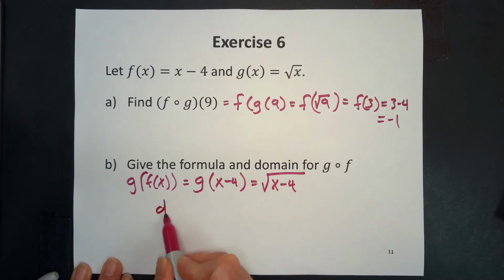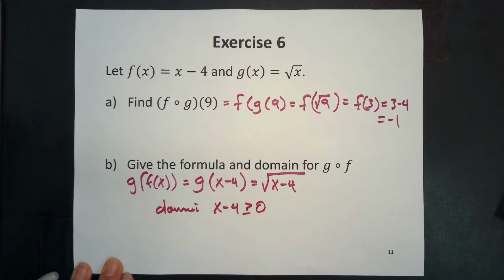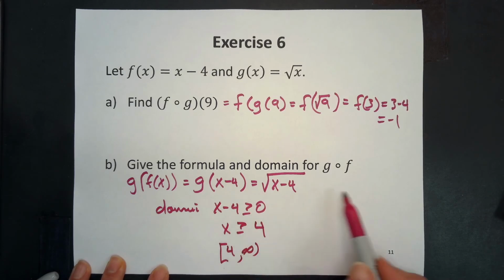So basically we want the domain to be where we have x minus 4 greater than or equal to 0. Well, that happens when x is greater than or equal to 4. So our domain is going to be all the numbers that are greater than 4, including 4. So it's going to be 4 all the way to positive infinity. So that's our new domain.